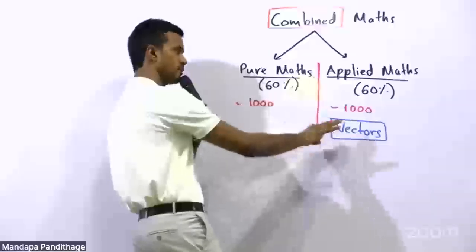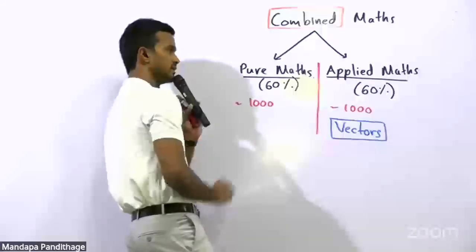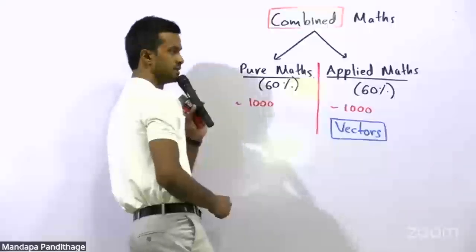So this is the foundation of applied maths, and the foundation of pure maths is trigonometry, because trigonometry will be repeatedly found in the syllabus inside many units.